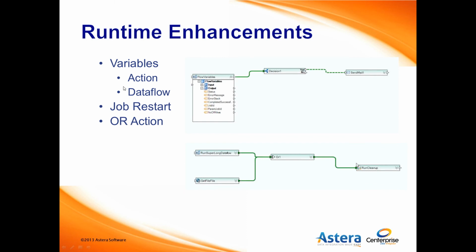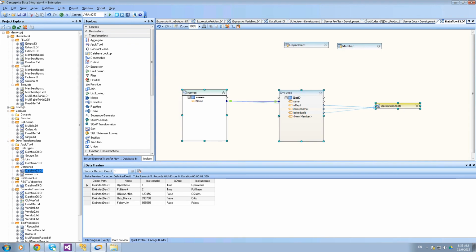The runtime enhancements consist of variables, both action and data flow variables. These allow us to move information either within a single action or within a data flow and even outside of a data flow, between data flows. And then we have the job restart, which allows us to start where we left off in a job. This is very useful if you get an error, for example, and you don't want to go all the way back to the beginning. You can use the job restart. And then we have the OR action, which is basically the missing piece in our workflow flowchart in version 5. So let's take a look at those.